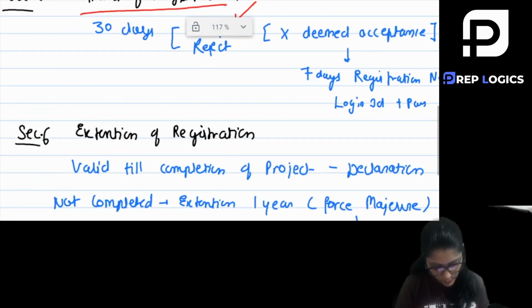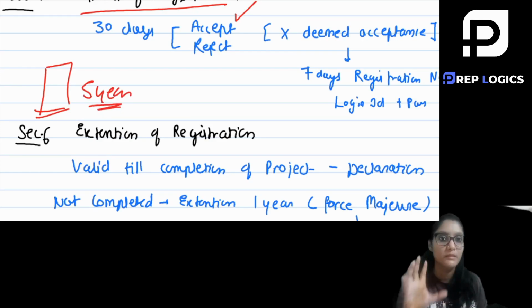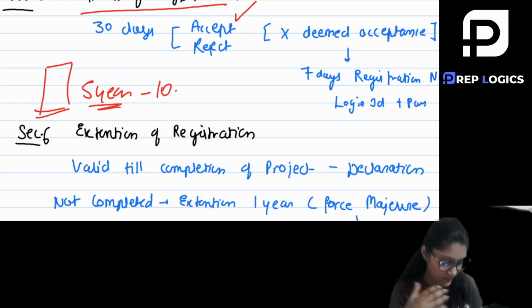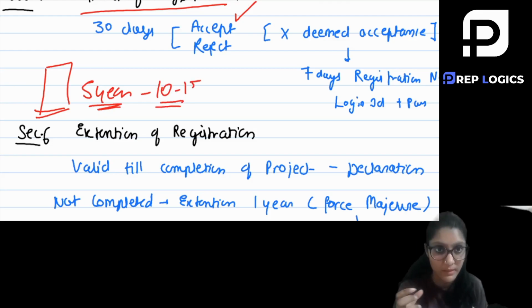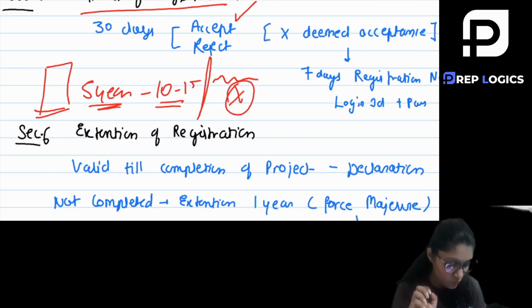Extension of registration can be done. See, when you are going for registration, I have already told you that you need to mention that within 5 years we are going to complete this building. Okay, within 5 years, 10 years, 15 years. But suppose you are not able to complete this building within the time period you have given at the time of registration, then can extension be granted? So it said that no, extension cannot be granted.